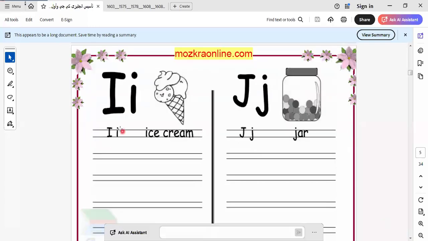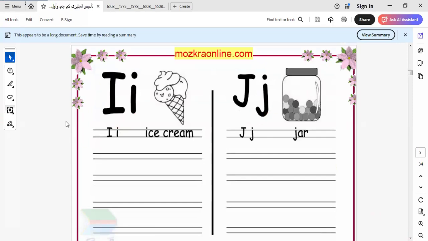Here we have capital I and small i, capital G and small g. Let's read. Capital I and small i for ice cream. Capital I and small i for what? For here, ice cream, written like this.